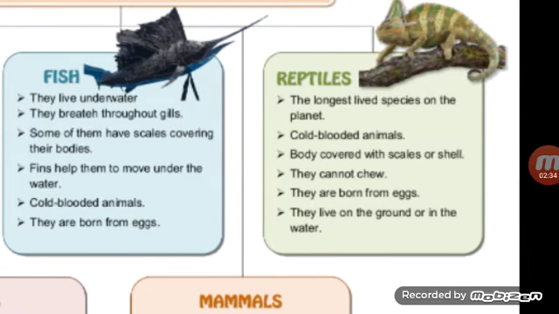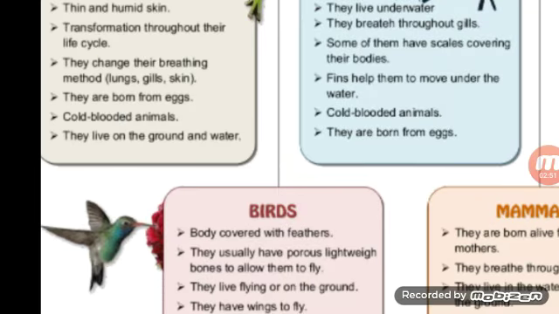Then reptiles, class Reptilia. Cold-blooded animals, body covered with scales or shell, cannot chew because they have no teeth. They are born from eggs. They live on ground or in the water.